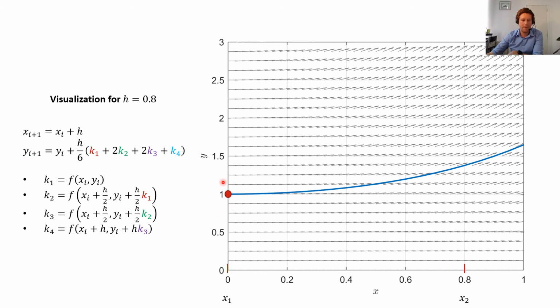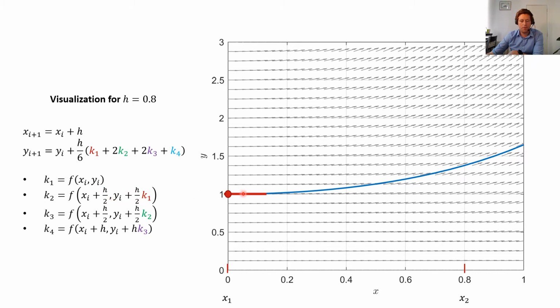So here we have our point xi, yi, or the current numerical solution in step xi. What we do is we compute k1. K1 is simply f evaluated at xi, yi. That's this horizontal slope in this case. Now, in order to compute k2, we will have to compute this at xi plus h over 2. So that will be at x is equal to 0.4, and at yi plus h over 2 k1.